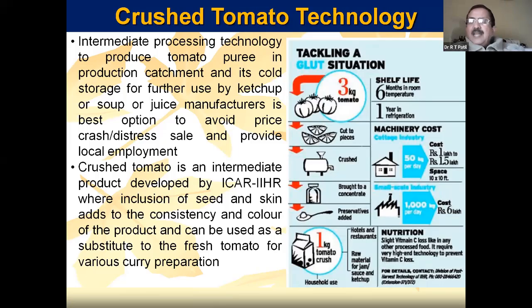3 kg of fresh tomato can be crushed, then brought to concentrate, preservatives added, and it comes in a 1 kg tomato crushing. So 3 kg comes into 1 kg, and this 1 kg can readily be used in curries. Restaurants would like it, housewives will like it, and in developed countries, fresh tomatoes are very expensive, and these kinds of things are very cheap. In the US, you can get a 1 kg crushed tomato can for 50 cents. Whereas if you go for buying tomato, it will be some 2 rupees for a pound.